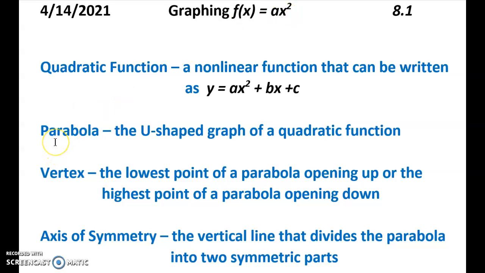The next thing, parabola, that is the name of the U-shaped graph that is made from this quadratic function. The vertex, and you're going to see some examples of those, is the lowest point of a parabola if it's opening up, or if it's upside down, it would be the highest point of a parabola that's opening down. And then finally at the very bottom here, you see axis of symmetry. Now that is a vertical line that divides the parabola into two symmetric parts. It also is going to go right through the vertex.